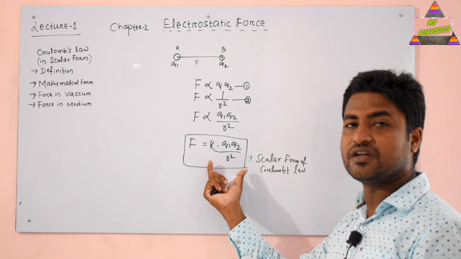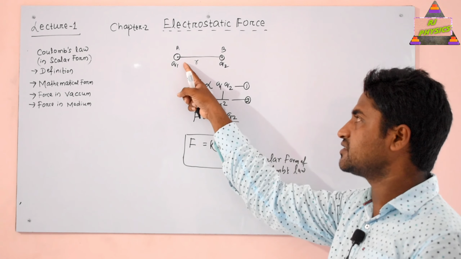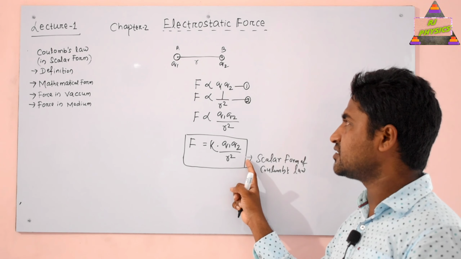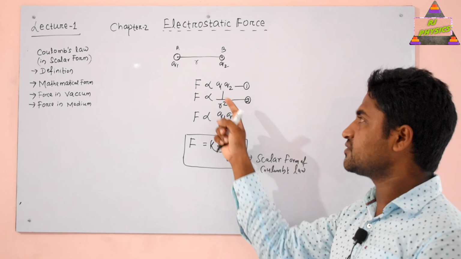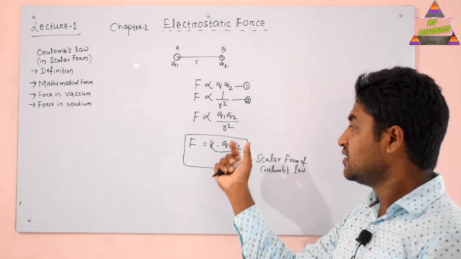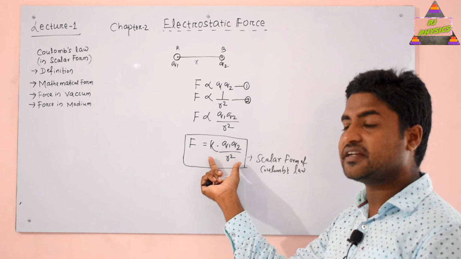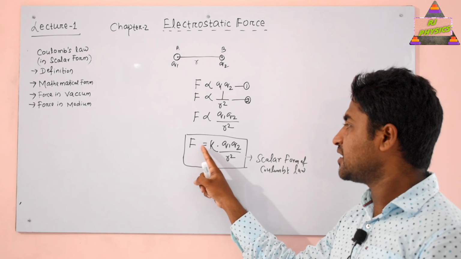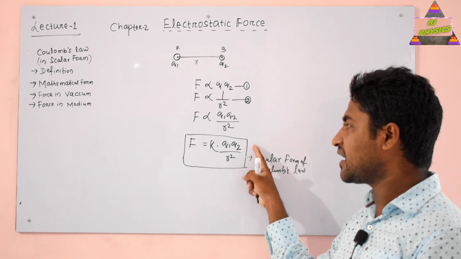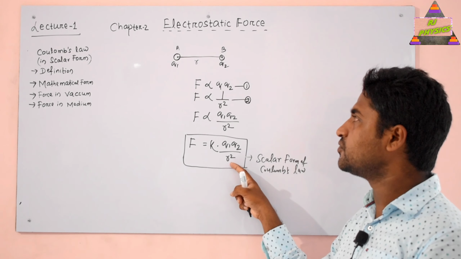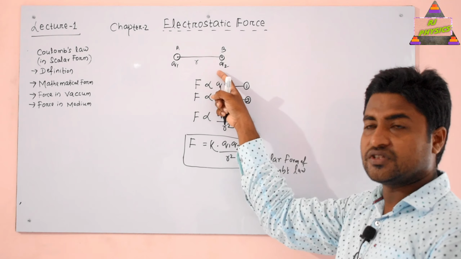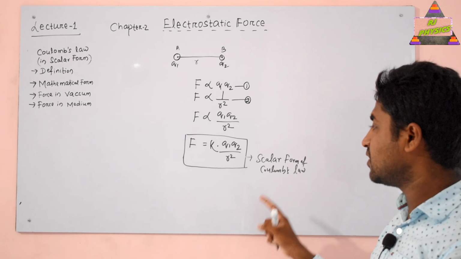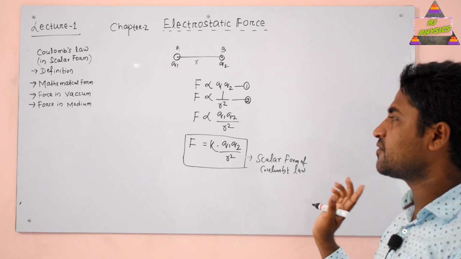This expression gives us an idea only about the magnitude of the force acting between the two charges. From this expression, we can't guess the direction, or gauge whether it is attractive or repulsive in nature. It only gives us an idea about the strength, the numerical value of the force acting between the two charges. So this is called the mathematical formulation or expression for Coulomb's law, also called the scalar form of Coulomb's law.